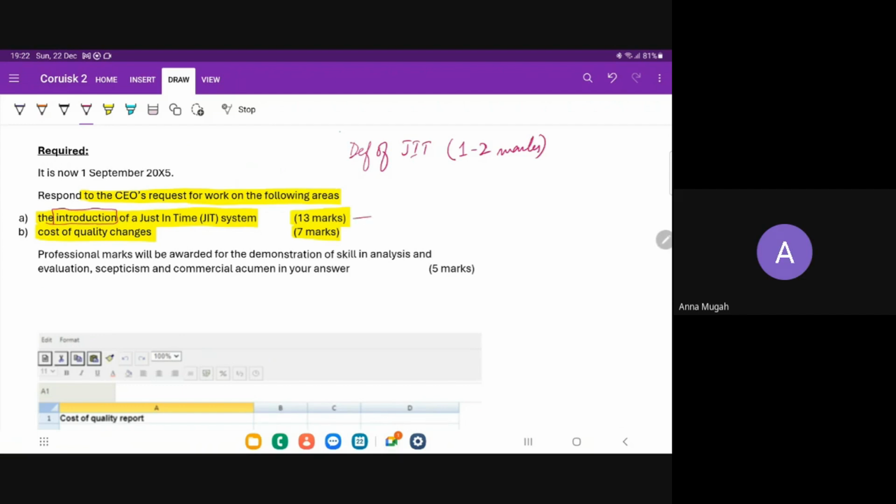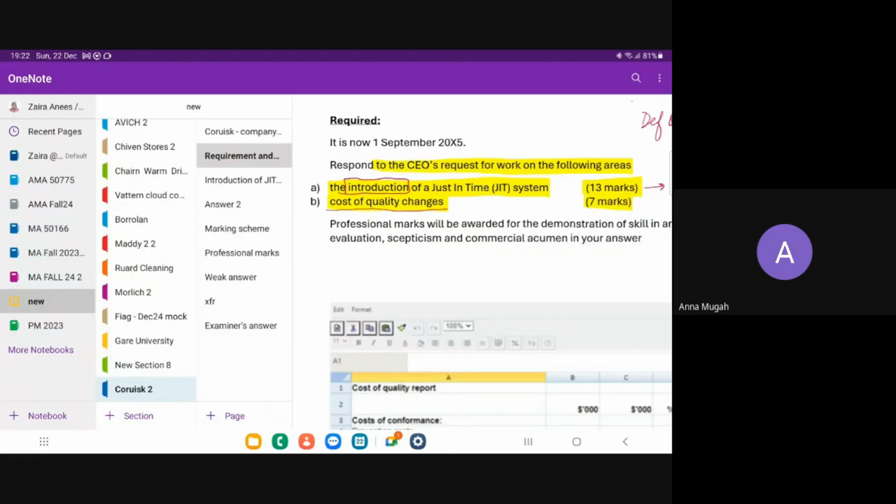And that is for 13 marks, right? So before even reading the question, you should understand that if I'm going to introduce, I will get 1 to 2 marks from the JIT system. So I am left with, let's aim for 12 marks from this question. I have to figure out 12 marks from the requirement, right? Similarly, for cost of quality changes, we really don't know if cost of quality has been introduced, so we will keep it for later. So this is basically the starting point.